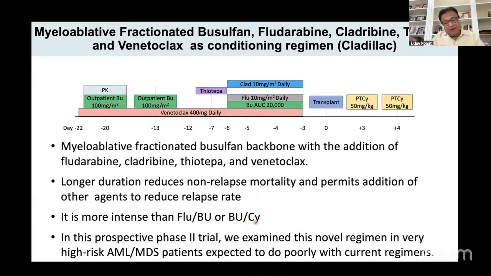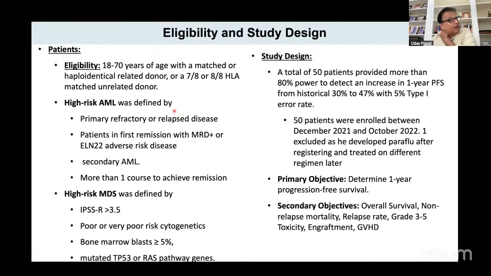And the proof of this is, the real question is, okay, we have added all these things. Does it do any good? So we said, let's choose the patients who are at the highest risk of relapse and do a phase 2 study. So in this trial, which I just presented at last ASH meeting, the inclusion criteria were 18 to 70 years of age, any donor, matched or haploidentical. Patients had to have either active disease, primary refractory or relapsed disease, or they were MRD positive or secondary AML, or MDS patients with high IPSS or very poor cytogenetics.